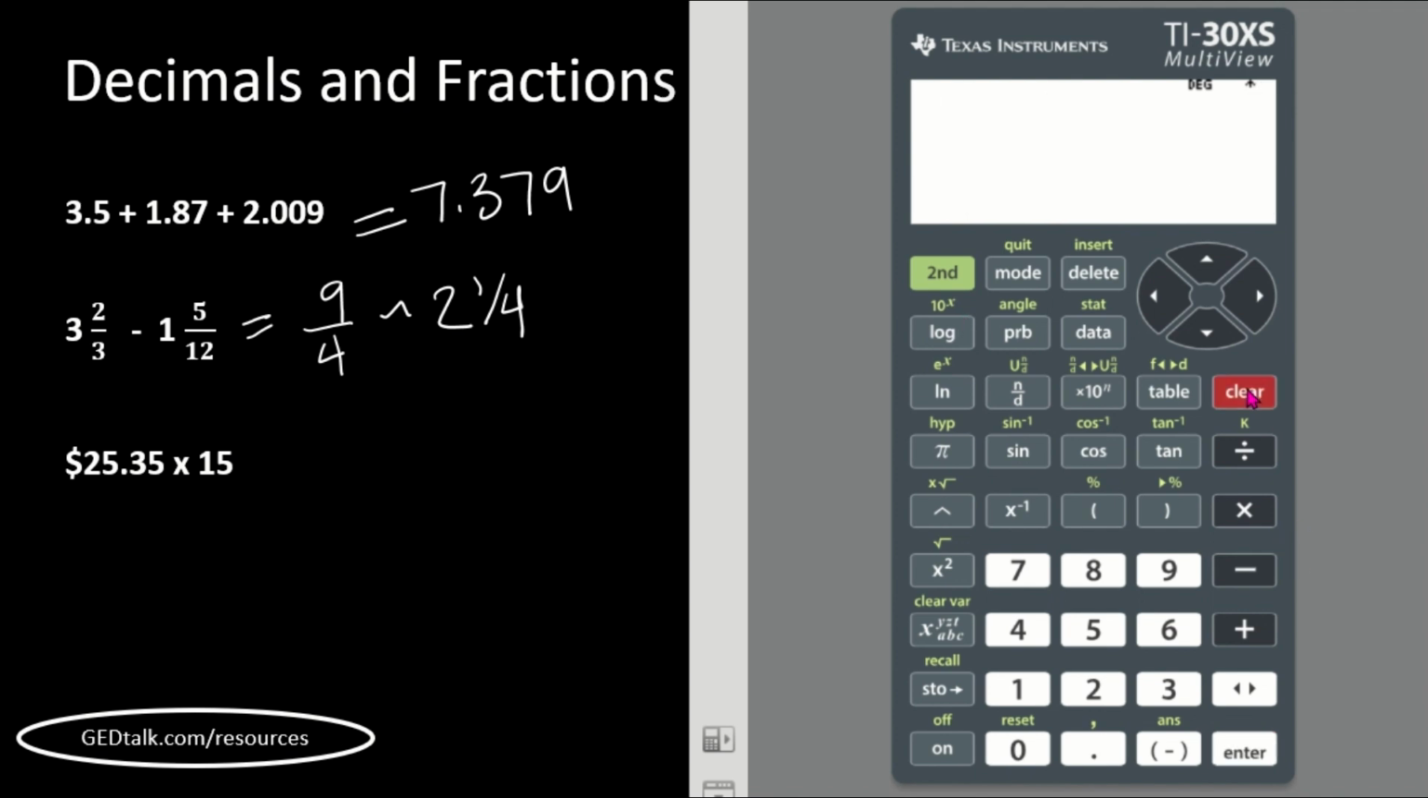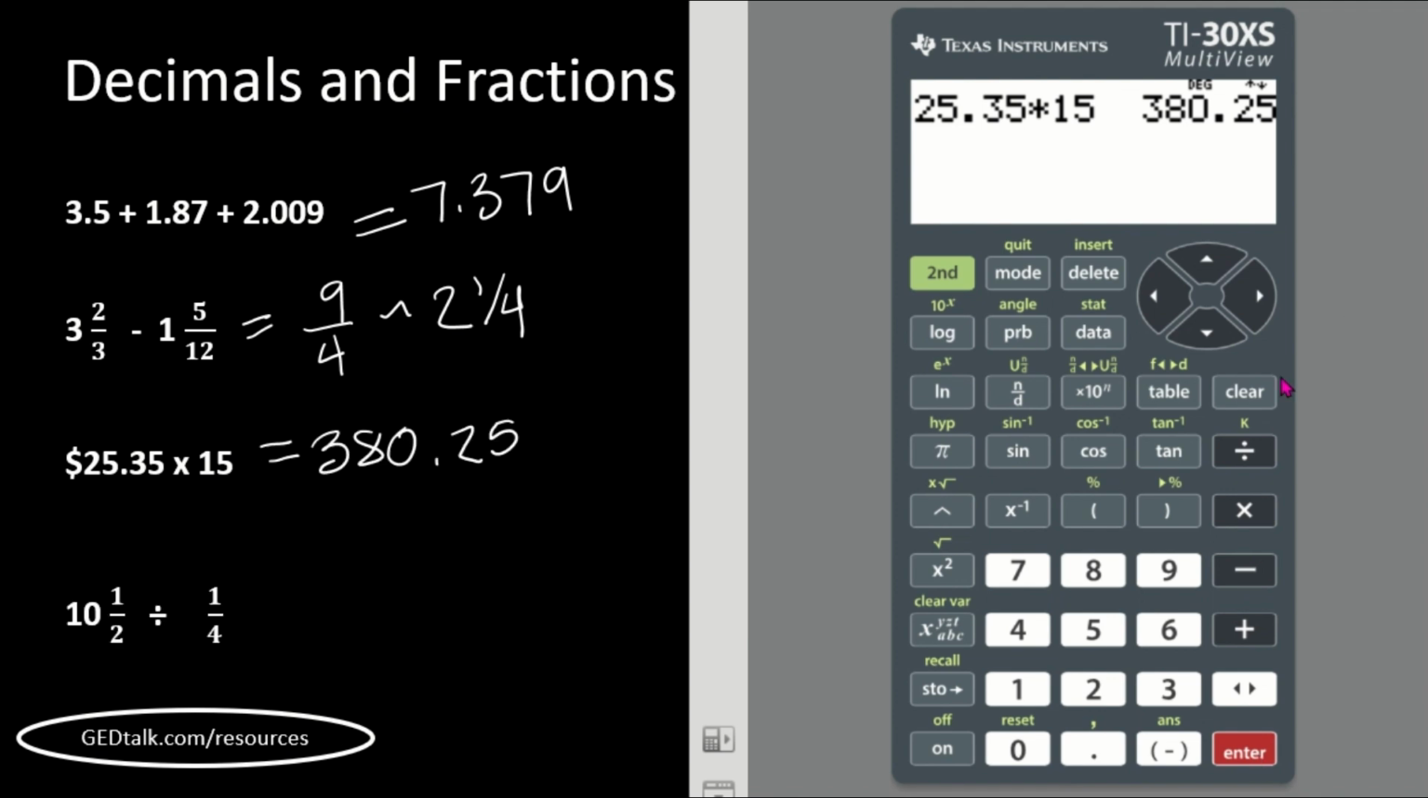Let's clear our calculator. So I have $25 and decimal key, folks, is right down here. It's the bottom row, it's the middle key. $25.35 times 15, hit the enter key, and you get $380.25.